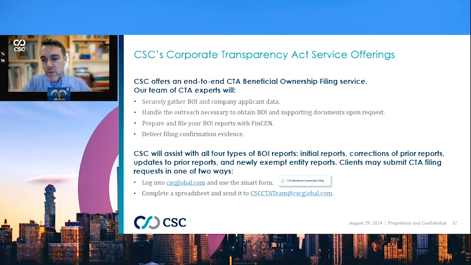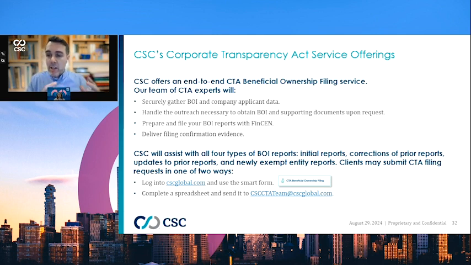It gets into reporting company details like the legal name, where it is formed, DBAs, EIN or similar tax identification number, principal place of business, and information on beneficial owners and company applicants, which could be something as simple as a 12-digit FinCEN ID or as involved as quite a lot of personal information about those individuals.